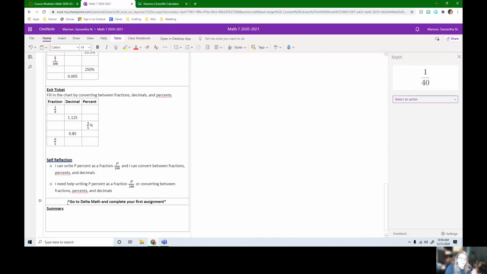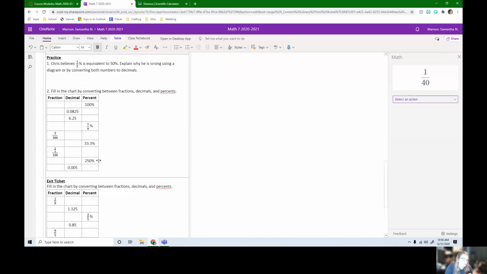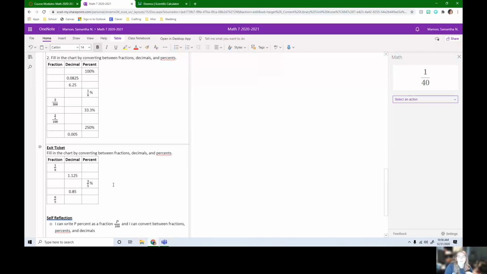When you're done with your exit ticket, make sure you go to Delta Math and complete your first assignment. So there's directions in Canvas on how to get to this Delta Math assignment. Make sure you go and you do it. It's not really related to this because it's our first Delta Math assignment. It's just going to be something really easy to practice. So make sure you do these 2 practice questions, your exit ticket, and then log on to Delta Math. When you're done, make sure you click Mark as Done in Canvas.